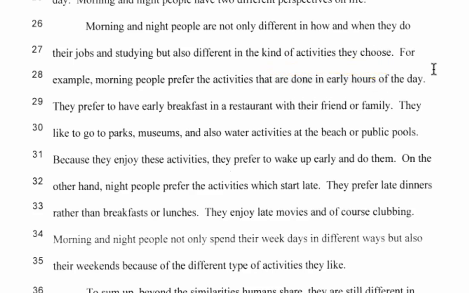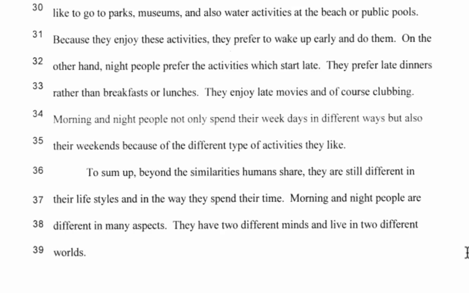Here the writer uses the transition for example and mentions the first type of people, morning people, and tells us about their activities. And down here we see the transition again, on the other hand, night people. And then we learn about their activities. And then this essay has a short conclusion. They had a short introduction and a short conclusion, and that's all you need. You don't need to spend a lot of time on these 2 parts. This one uses the transition to sum up, and it just uses 3 sentences to give a summary of the points made in this essay.